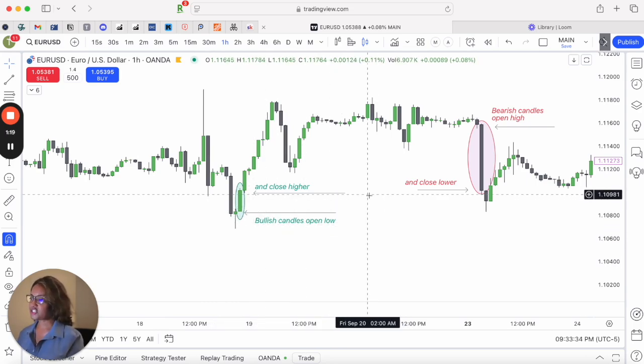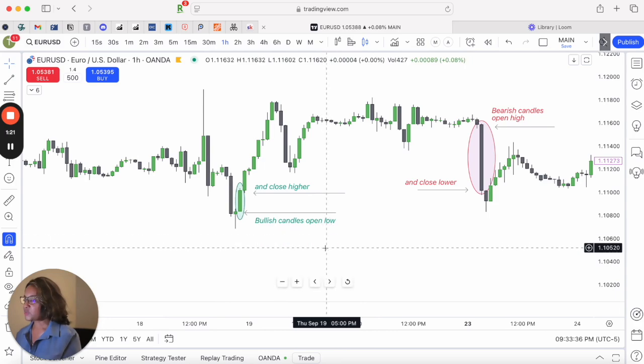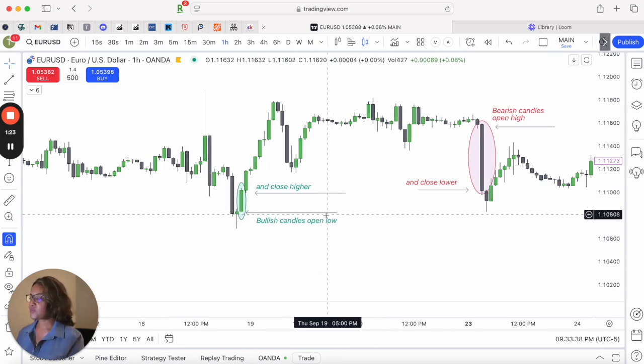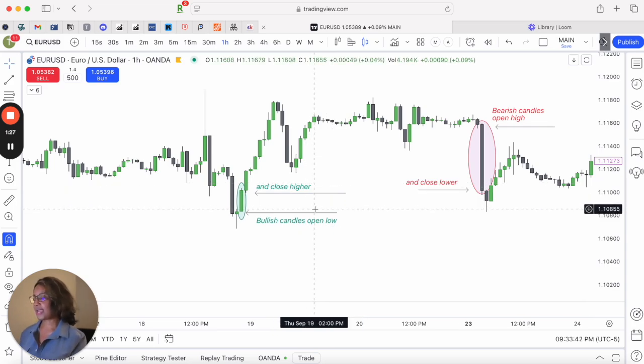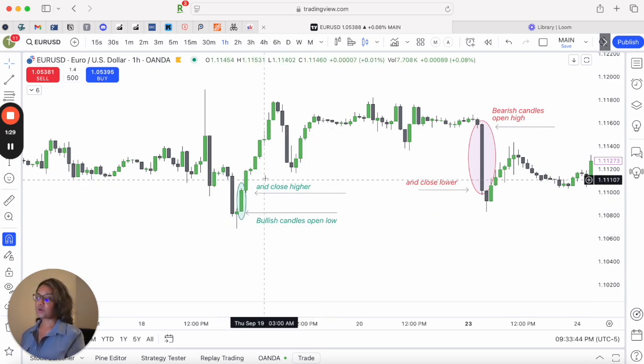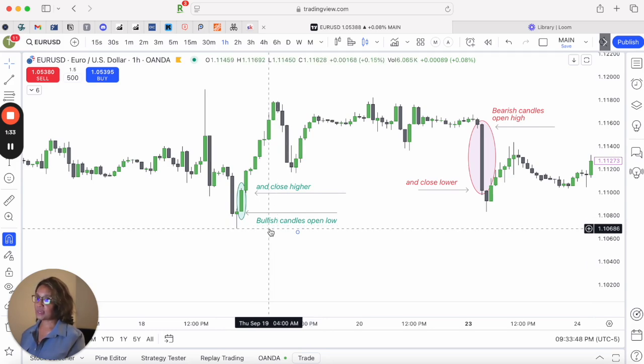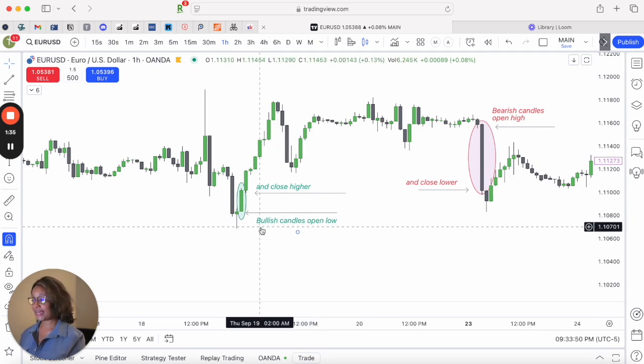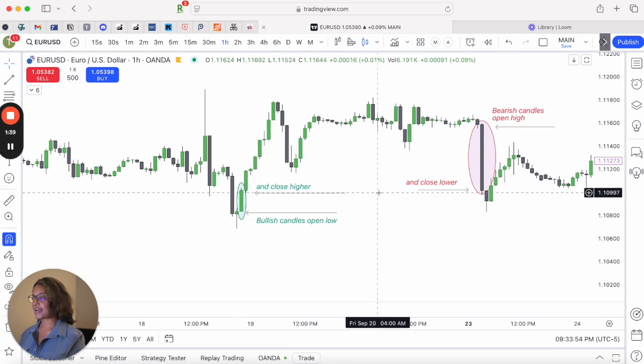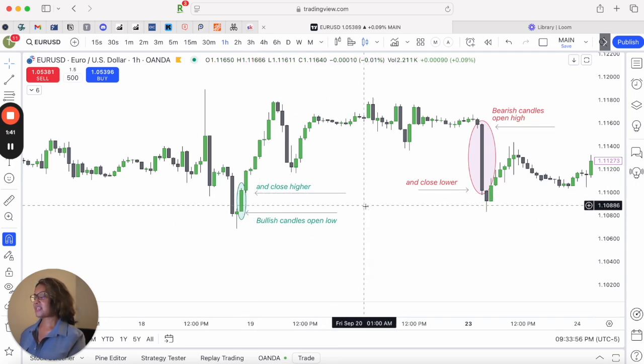consider it bullish. And we just want to notice where the candle opens when it's formed and where it closes when it's formed. So each of these are 1 hour candles, and so every hour one of these candles is formed. A bullish candle, which means price is rising or getting higher, opens low right here and closes higher. All right, so bullish candles always open low and close high.